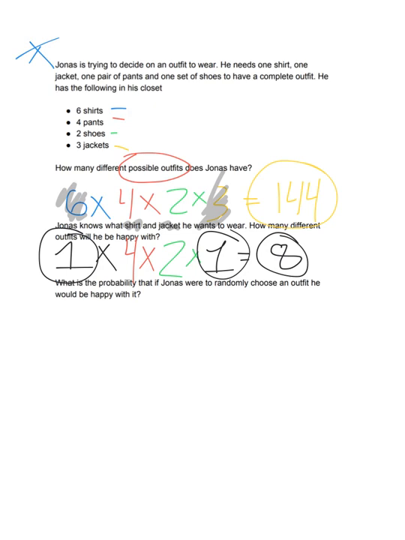Last but not least, what is the probability that if Jonas were to randomly choose an outfit, he would be happy with it? Well, there are 8 outfits he's happy with out of 144 possible outfits. So what's the probability? 8 out of 144. And once again, you could simplify and end up with 1/18.